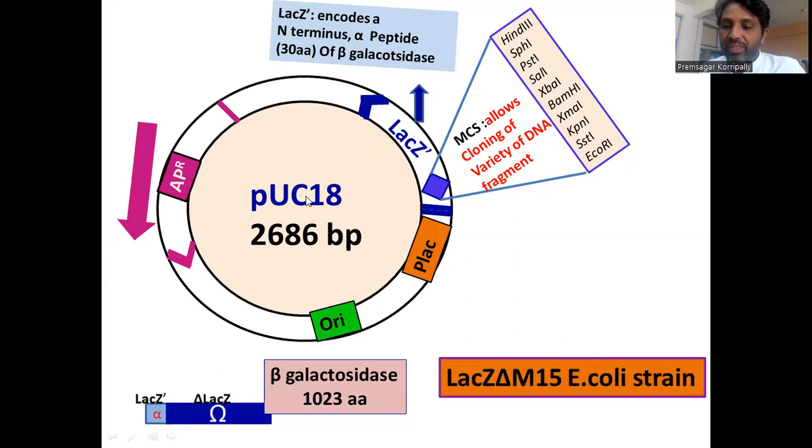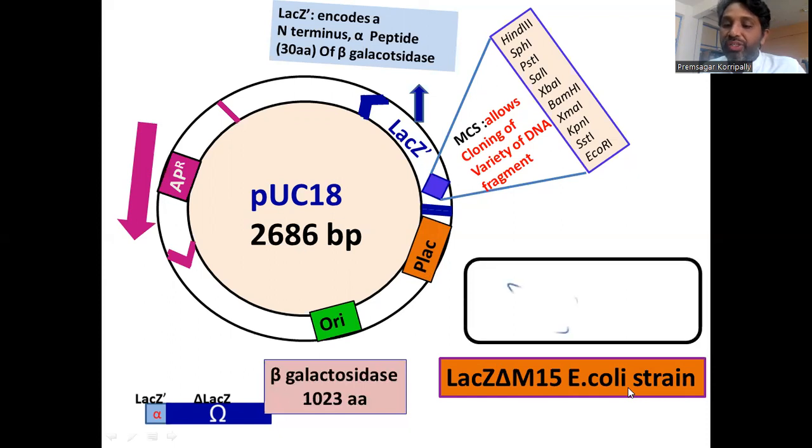The third one is the lacZ delta M15 E. coli strain, which is a mutated one. Its genome is mutated, where the fragment encoding amino acids 11 to 41 is removed, and the rest of the fragment is there. So it lacks only 30 amino acids of beta gal, and the rest is there. That 30 is there in pUC18.